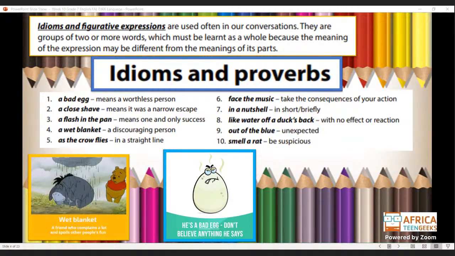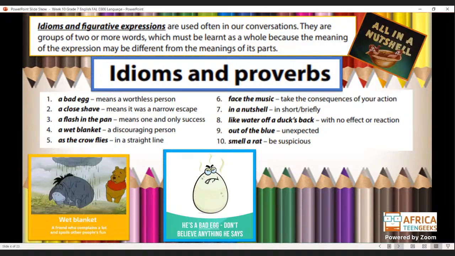In a nutshell, that is if you want to explain something very quickly and briefly, like you don't want to go into a long story about it, then you would explain it in a nutshell. Nutshells are very small. And the seed inside of them is smaller than the shell. So when we are trying to say something very briefly, for example in science or in one of our content subjects, we might say all in a nutshell or in a nutshell.